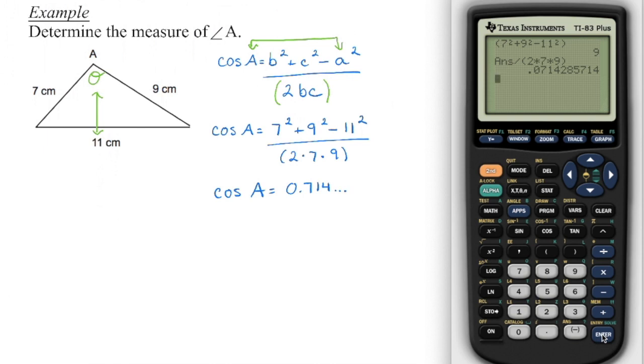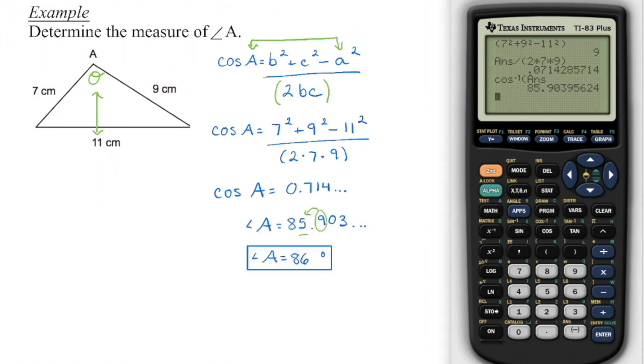So this is the ratio of the adjacent side divided by the hypotenuse. Remember, to find a missing angle, that's where we take the inverse. So we're going to go now second function cosine, second function answer equals, and when we do, we get that angle measure of 85.9 degrees. Because we tend to round angle measures to the nearest degree, unless it specifies otherwise, this is a 9, which bumps this to a 6, so I end up with angle A measuring 86 degrees.